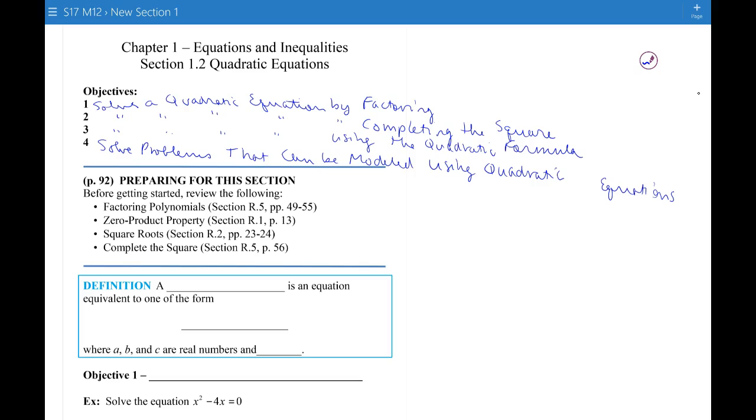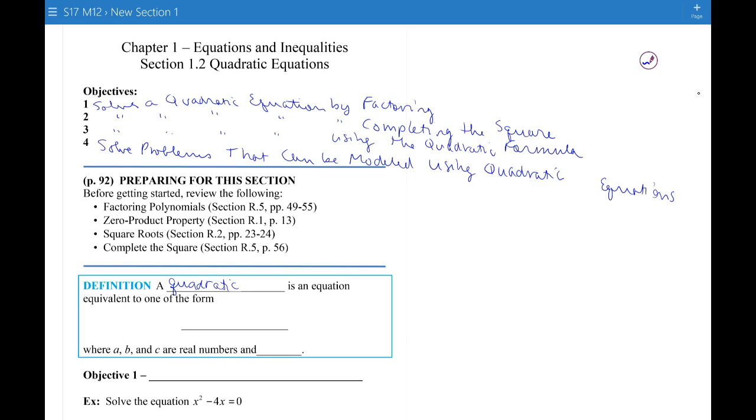Each section in the textbook has a little part at the beginning that says preparing for this section. So it directs you to exactly where you need to go if you need to review any of these pre-skills that you'll need to be successful in this section. So make sure and do that if those don't sound familiar or if you need a little brush up. So as usual, we start with a definition so that we all know what we're talking about.